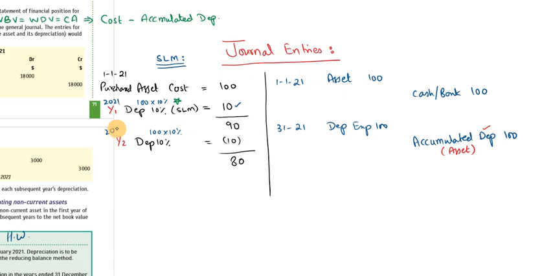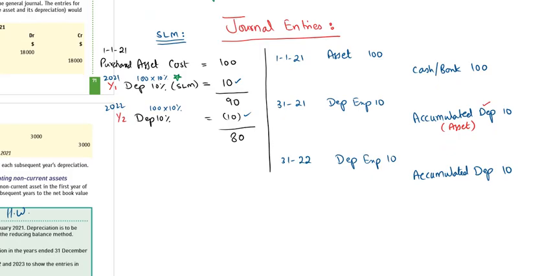Again, the entry of 2022 is year 2. So we will again record the depreciation expense on 31st December 2022. Again we will record the depreciation expense debit, oh sorry, the depreciation expense is 10, not 100. Here is the 10. Depreciation expense 10 debit, and accumulated depreciation credit, that is 10. So this is the journal entry of the asset account.